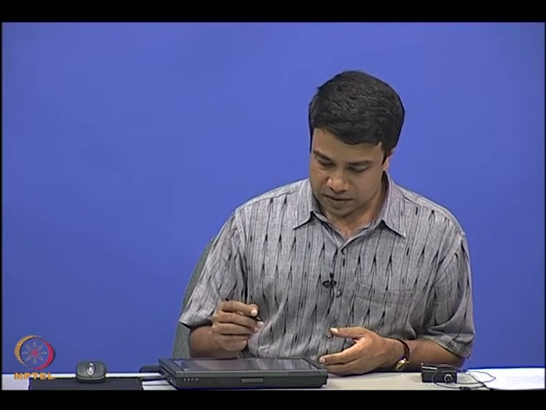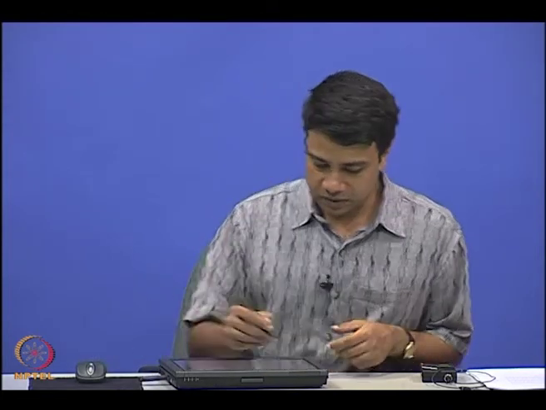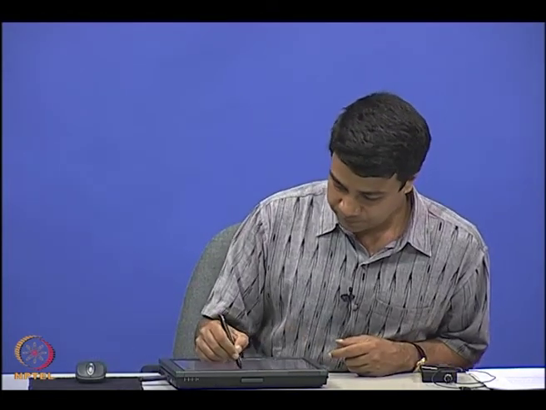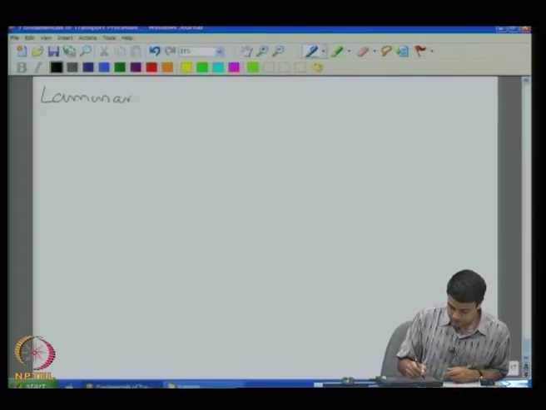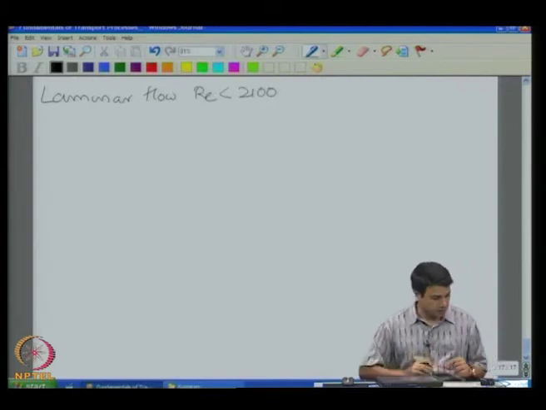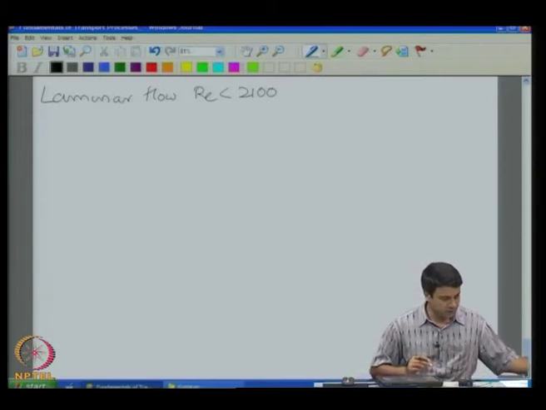Now, these correlations are based upon extensive experimentation, and they depend upon the flow regime within the tube. Okay. There are 2 regimes. One is for a laminar flow, and the Reynolds number is less than about 2100. So, when the Reynolds number is less than about 2100, you have one set of correlations that apply.